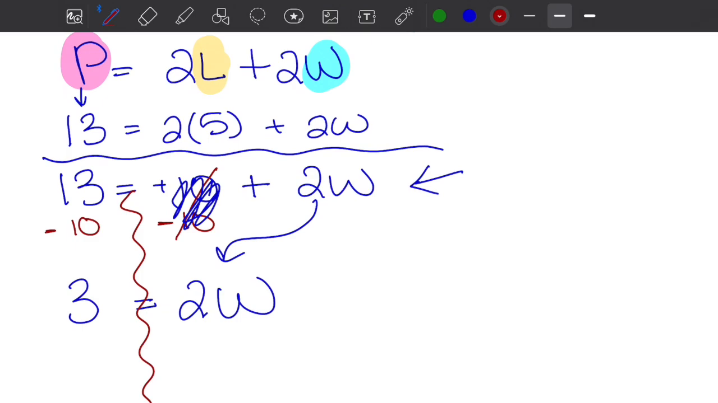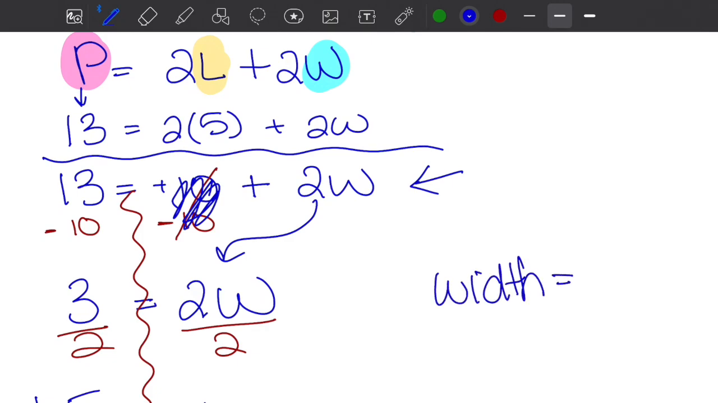So now we want W to be on its own, and it's being multiplied by 2 right now. To get rid of that 2, we divide both sides by 2. So the width is equal to 1.5. And the units that we're using are inches. So now my conclusion is that the width is equal to 1.5 inches.